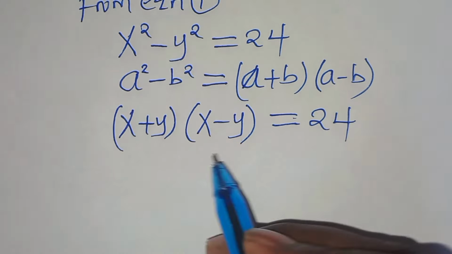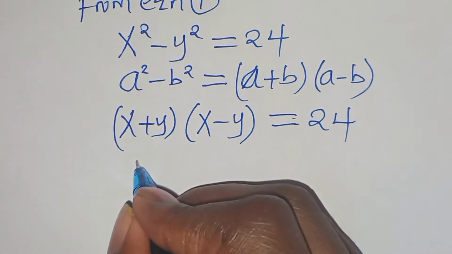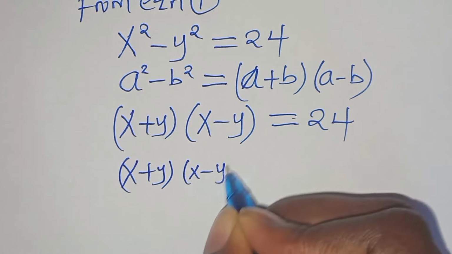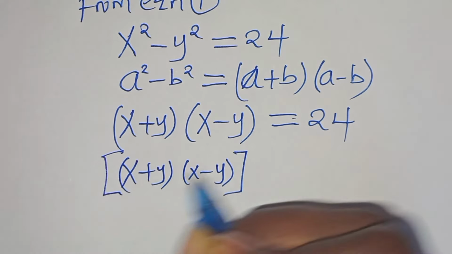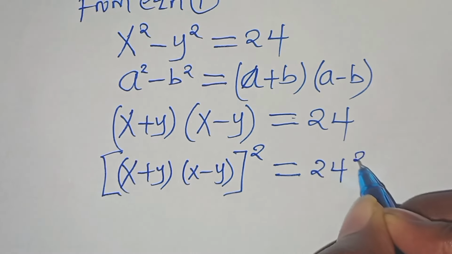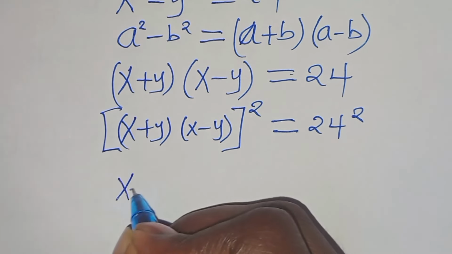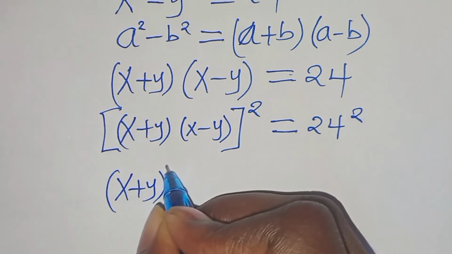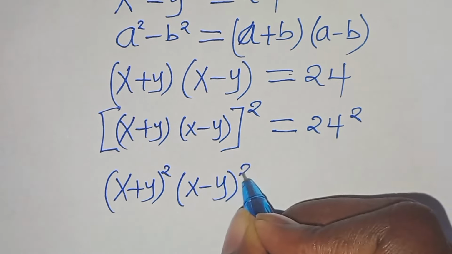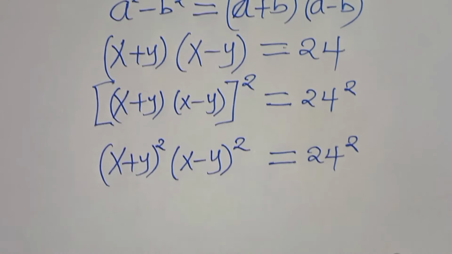The next step from here, let's square both sides so that now we have x plus y, x minus y, everything here raised to the power of 2. This is equal to 24 squared. So this is the same thing as x plus y raised to the power of 2, then multiplied by x minus y raised to the power of 2. This is equal to 24 raised to the power of 2.